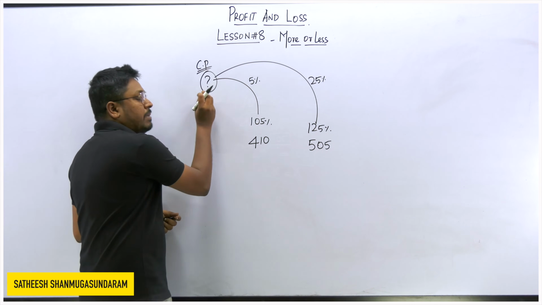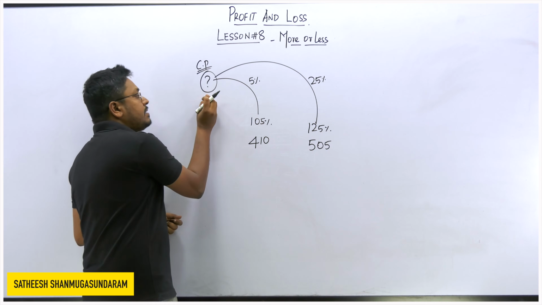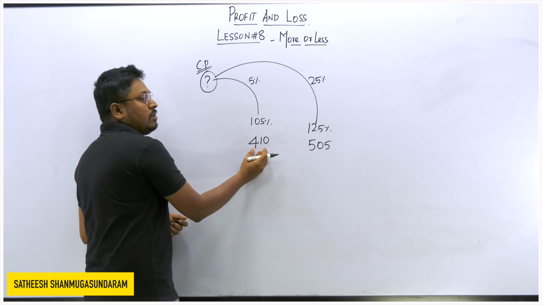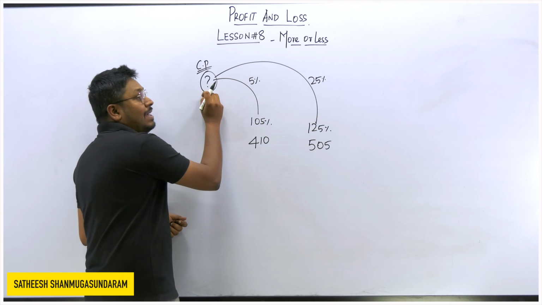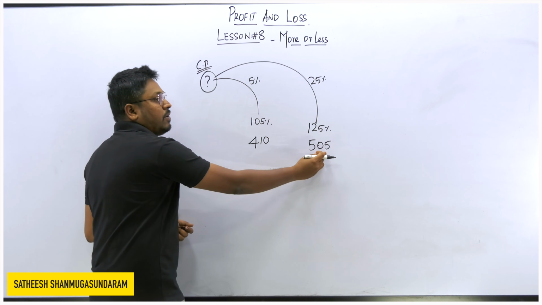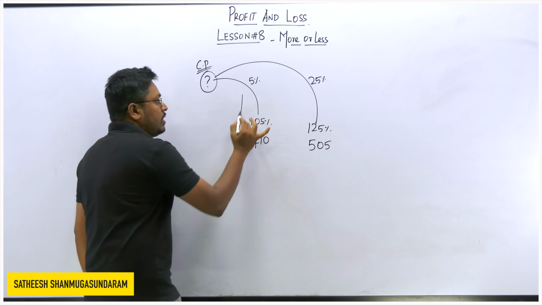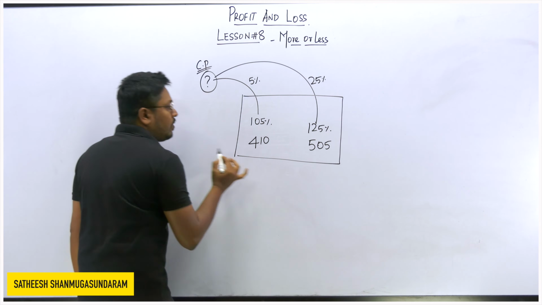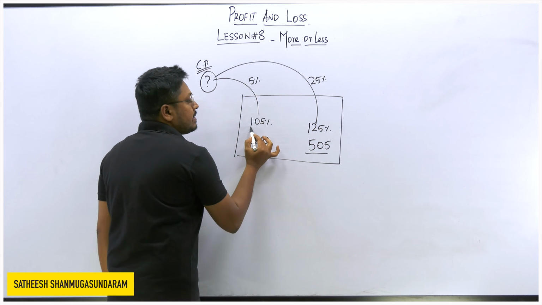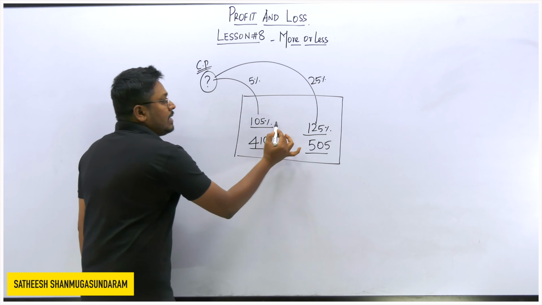So the book's cost price is unknown. Our target is to find the cost price of the book. In case he sells the book for 5% profit, then the selling price will be 410. If he sells the same book for 25% profit, then the selling price will be 505. Then what is the cost price? Here you have to know one simple concept, right? Because two selling prices have been given and two profit percentages have been given. The simple logic here is the difference, right?